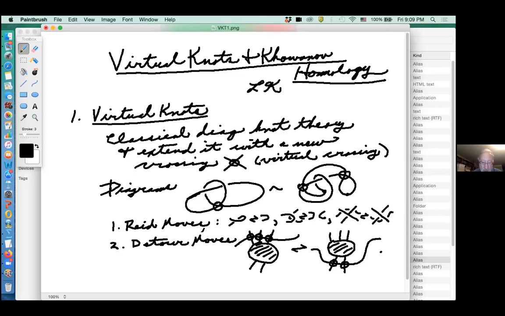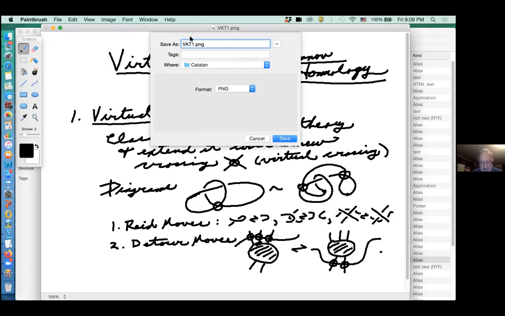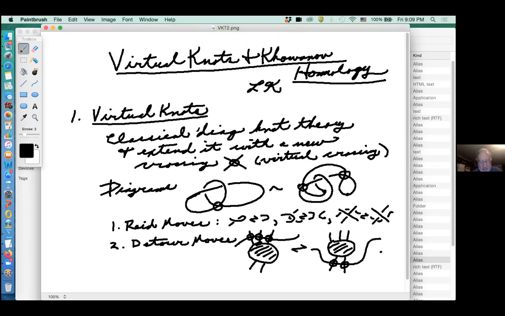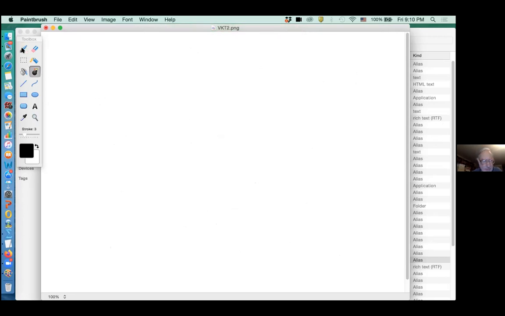Now, it's convenient, in fact, to write down some very small moves that generate all the detour moves, and let's talk about that in a moment. And it's also convenient to have a better interpretation than purely diagrammatic for all of this. So, small moves that generate detour moves.